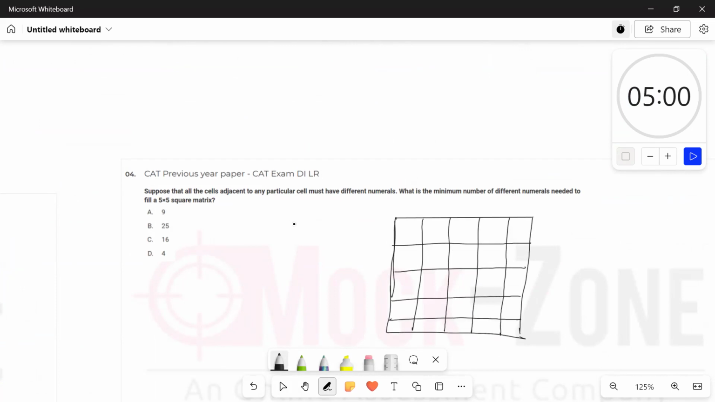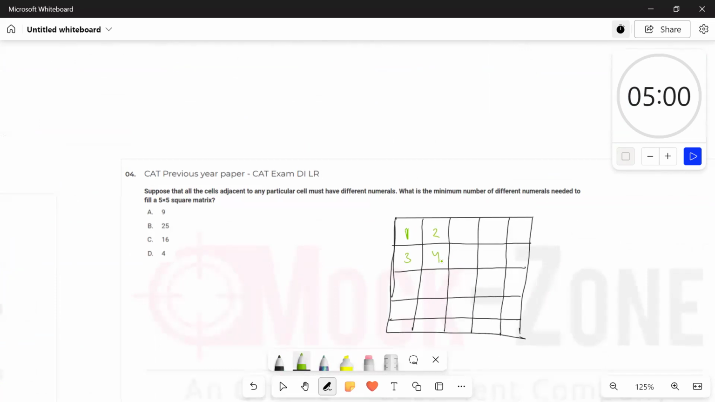This is a 5 by 5 matrix. It says that a cell adjacent to any cell must have different numerals. So let us say this is 1. So all the cells adjacent to it must have different numbers. So this has to be 2, this has to be 3, and this has to be 4.